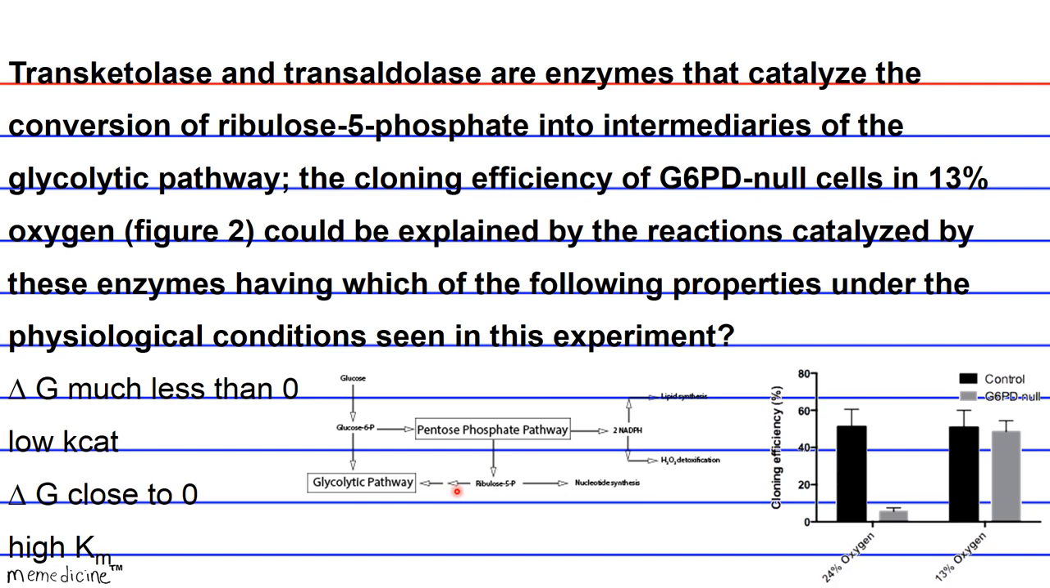They don't just proceed in one direction, okay? So if it were that the reactions catalyzed by transketolase and transaldolase are reversible under biologic conditions, then ribulose 5-phosphate can be produced from glycolytic intermediaries, all right? And hence, nucleotide synthesis can occur. So the cloning efficiency of G6PD null cells in 13% oxygen could be explained by the reaction catalyzed by these enzymes having a delta G close to 0.